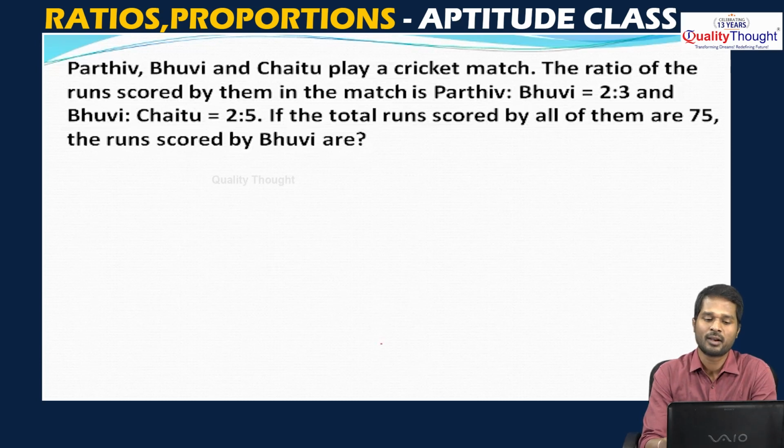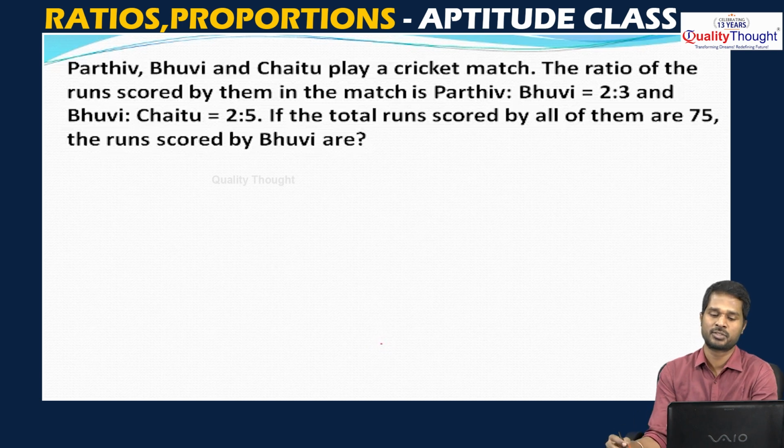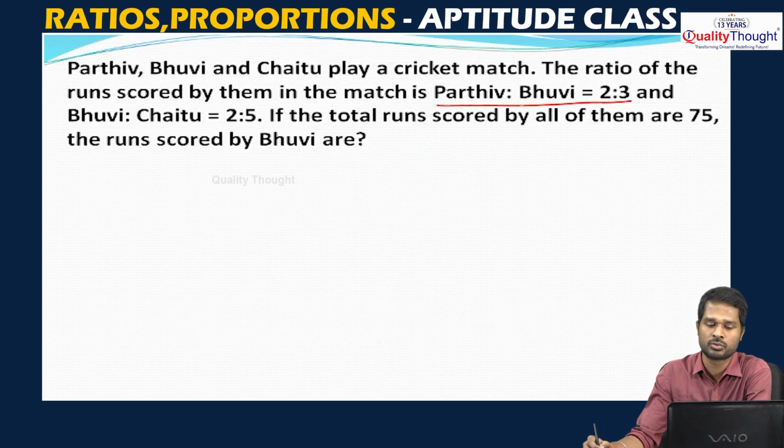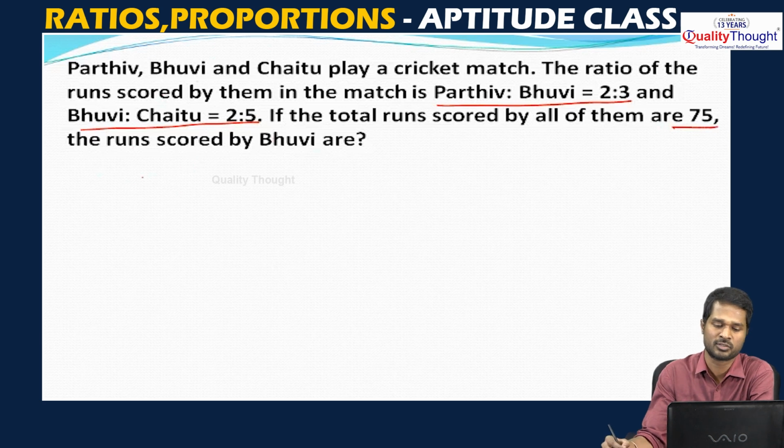Question says, Parthiv, Bhuvi and Chetu play a cricket match. The ratio of the runs scored by them in the match is, Parthiv and Bhuvi scored in the ratio 2:3 and Bhuvi and Chetu scored in the ratio 2:5. If the total runs scored by all of them are 75, then how many runs has Bhuvi scored? It's an easy one. It's a combination of ratio again.